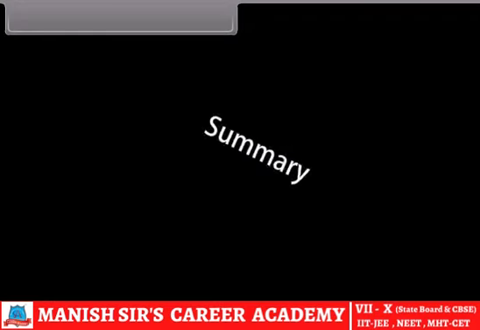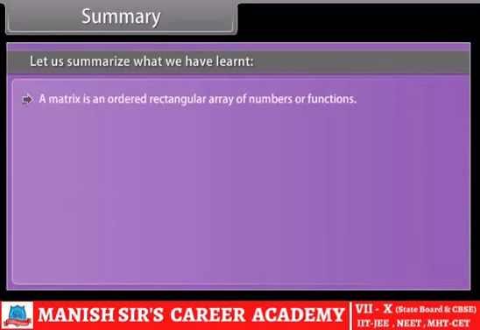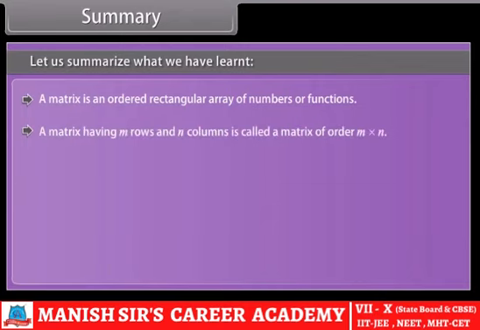Summary. Let us summarize what we have learnt. A matrix is an ordered rectangular array of numbers or functions. A matrix having m rows and n columns is called a matrix of order m by n.